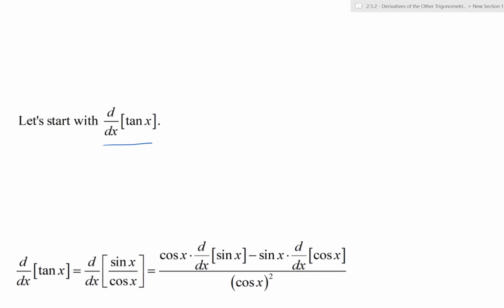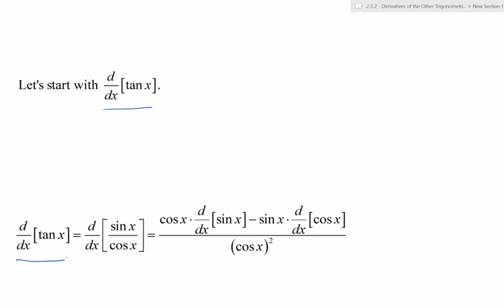So how so? Well, of course, if I take the derivative of the tangent function, that's the same as taking the derivative of the quotient sine of x divided by cosine of x with respect to x. So we'll go ahead and apply our quotient rule here. That's what we see right there. So we get cosine of x times the derivative of sine of x with respect to x, minus sine of x times the derivative of the cosine of x function with respect to x, all divided by the cosine of x function squared.